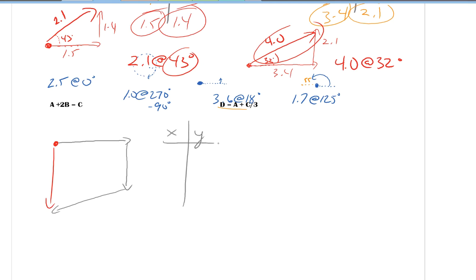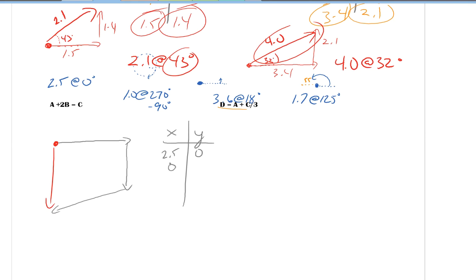All right, so the first one there, vector A, is just going straight to the right, so there's no y component, and I know it's 2.5 long, so the x component would be 2.5, y component is 0. I go to my second vector, which is just going straight down, so since it's going straight down, it's not going sideways at all.